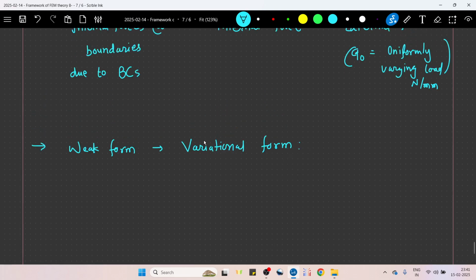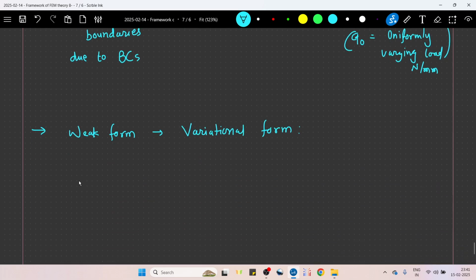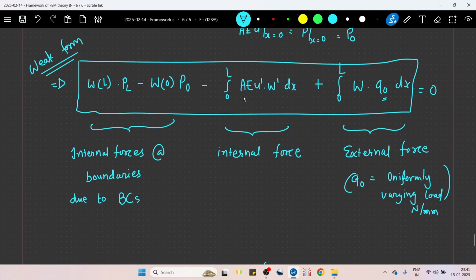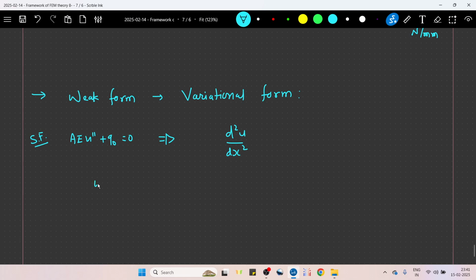So if you remember in our strong form, which is AE u double dash plus q0 equal to 0, in our strong form we had d square u by dx square, whereas in our weak form we have only u dash. So weak form has u dash or du by dx.